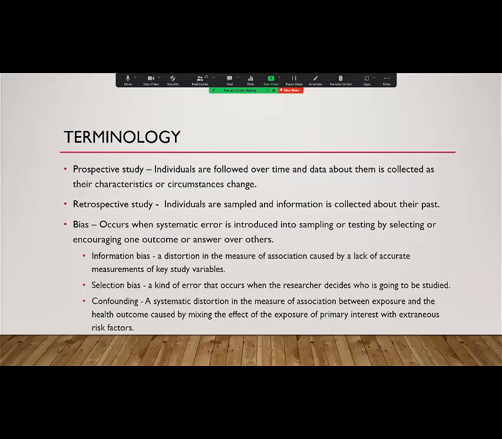Prospective means moving forward in time, collecting data forward in time, and retrospective is referring to data in the past, so information that's already been collected or has already happened. And bias, which is an error introduced into sampling, and there's a variety of different kinds of biases, as you can see. We're going to go over this a little bit more, but these are the kinds of things that you want to keep in mind when thinking about study design.